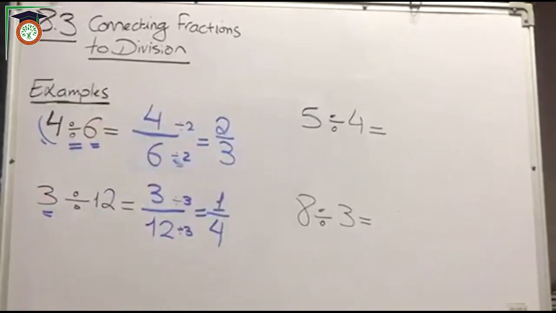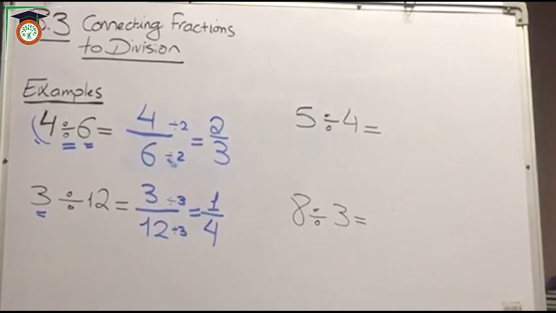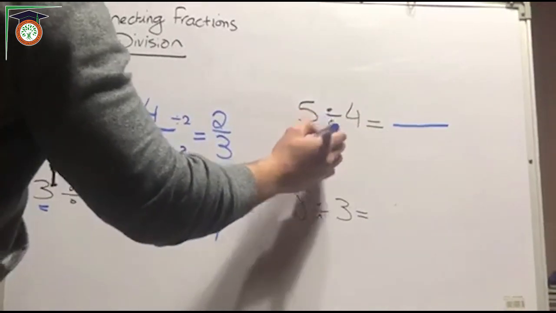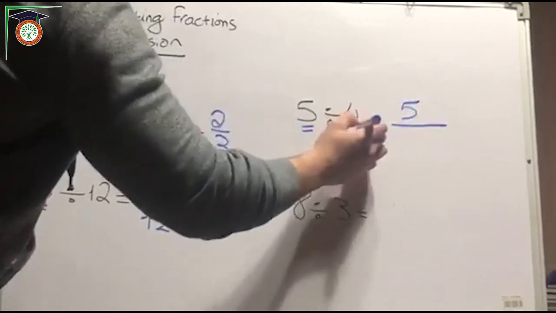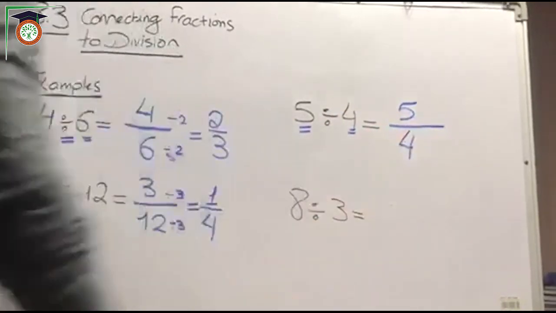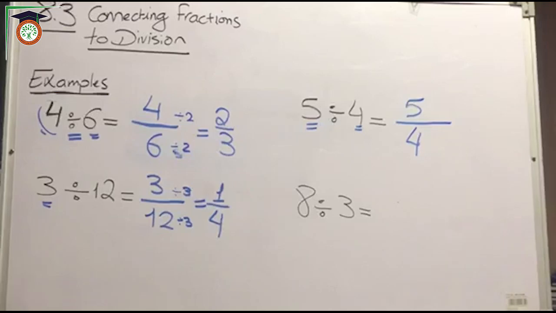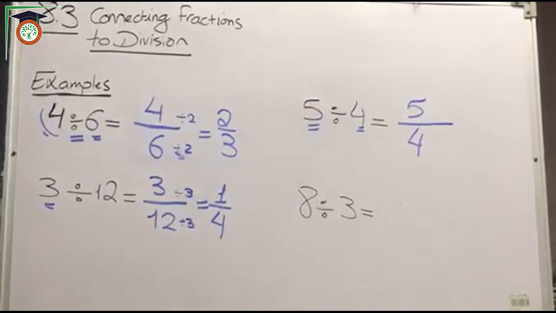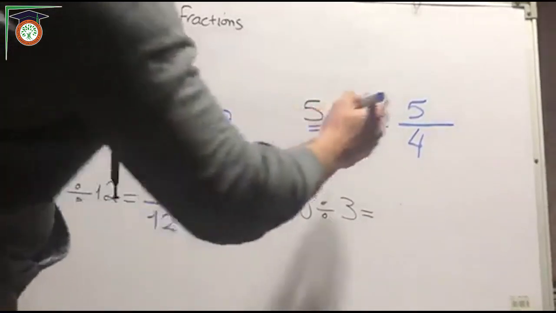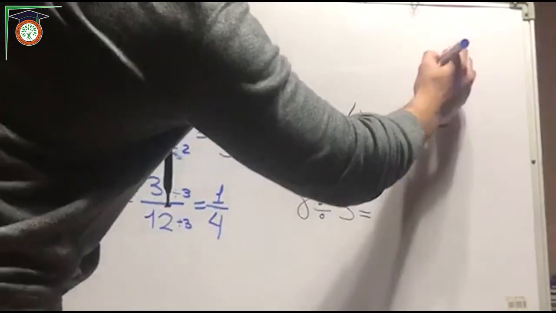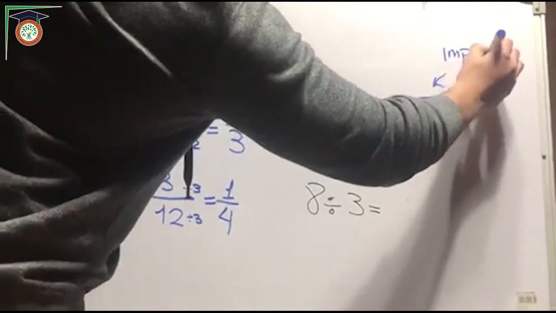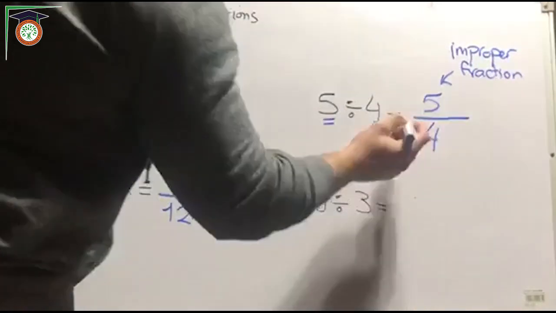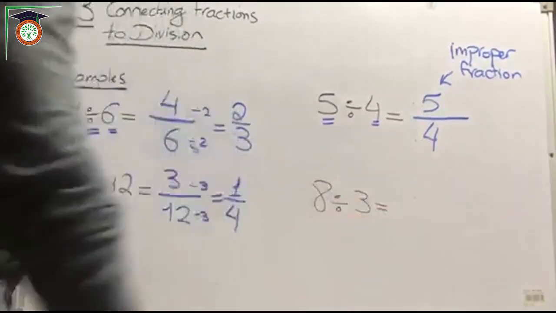Now for this question, we have a 5 divided by 4. Fraction bar. The number before the division sign is above, and the number after the division sign is below. So I have a 5 over 4. Is this the simplest form? Yes, but this is an improper fraction. Now, can anyone help me recall what an improper fraction is? Improper fraction means that the numerator is bigger than the denominator.